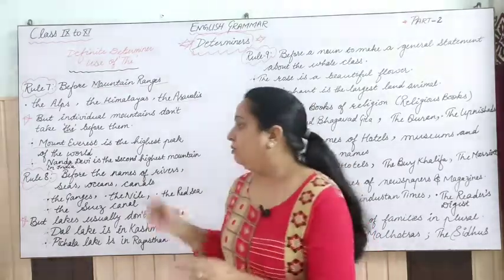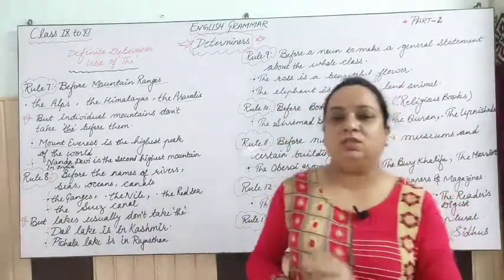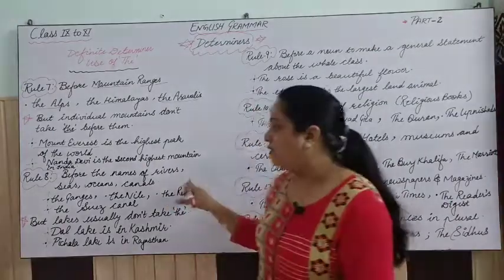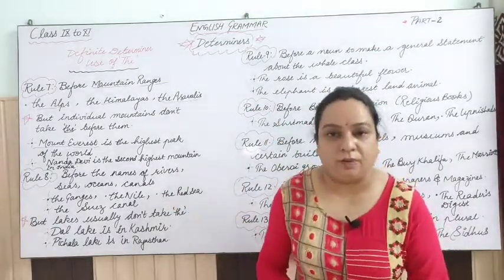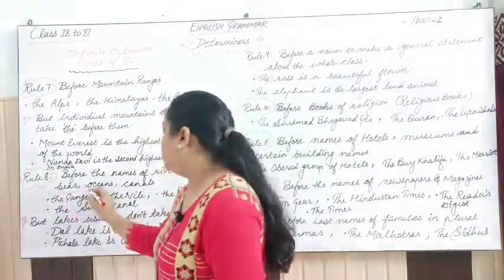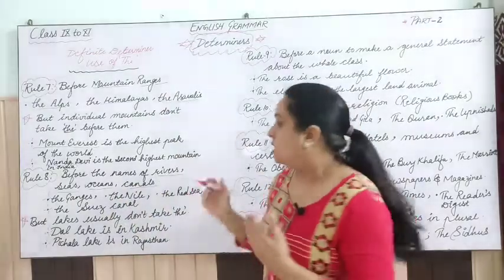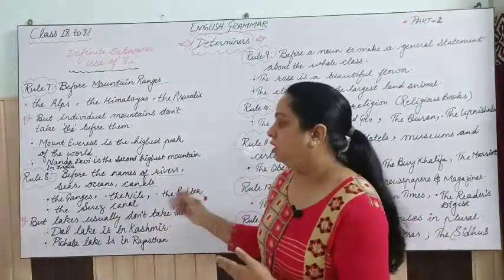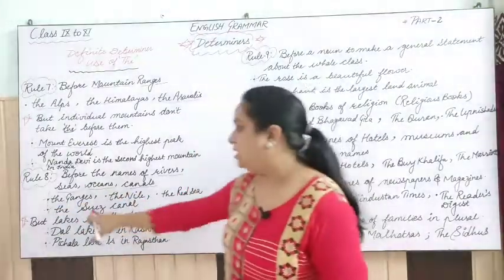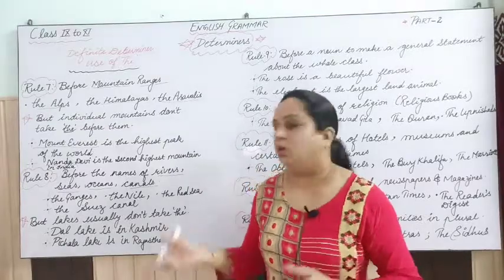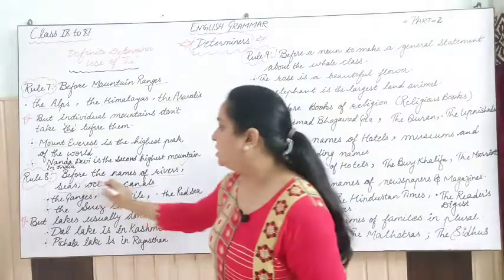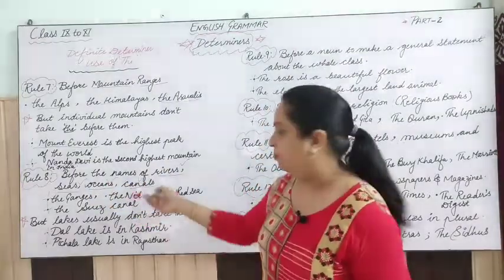Clear? Rule number 8: before the names of rivers, seas, oceans, canals and gulfs also, we have to use the, right? Please see once again the names of rivers, seas, oceans, canals, gulfs. With that you have to use the. For example, the Ganga, the Nile, the Red Sea, the Suez Canal. Okay, and many more are there that you can use.